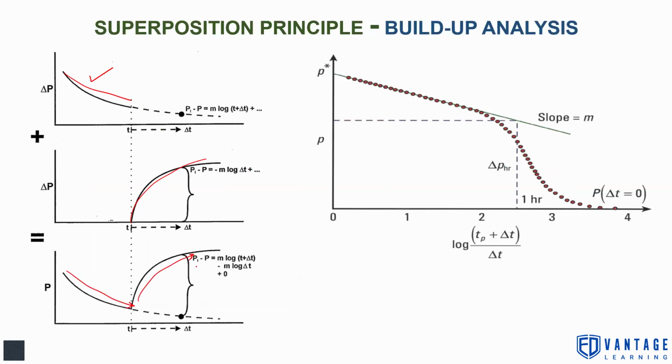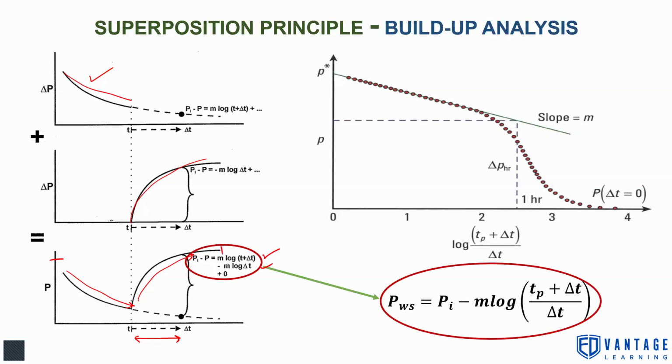Now Pi minus P would be m log delta T, where delta T is the shut-in time after the well is shut in, and before that it will be t plus delta T from the initial condition. So the actual Pi minus the current P would be m log (t plus delta T) minus m log delta T. That is the best example of the superposition principle.